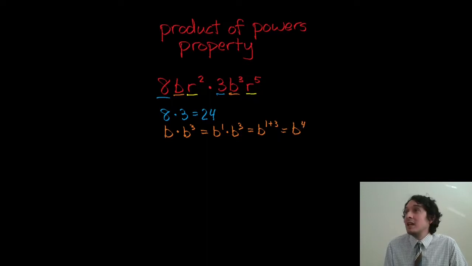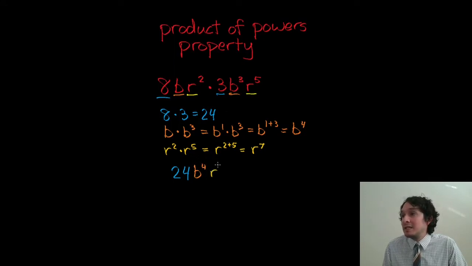Okay, cool. And then same deal with r. I have r to the power of 2, r squared in other words, and r to the power of 5. And if that's true, then I can call this r to the power of 2 plus 5, and that's r to the power of 7, right? So I have found my coefficient, that's going to be 24. I have found the b's, that's b to the power of 4. And I've found my r terms, and that is r to the power of 7.